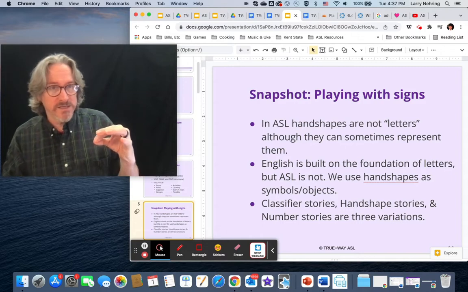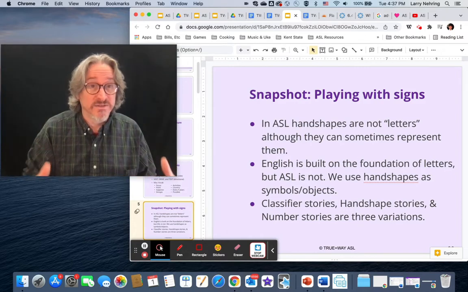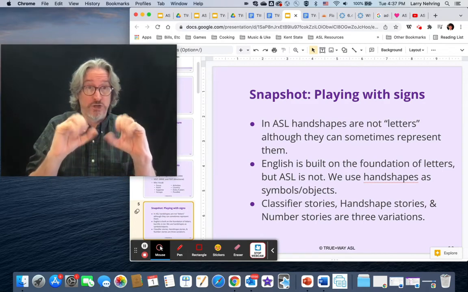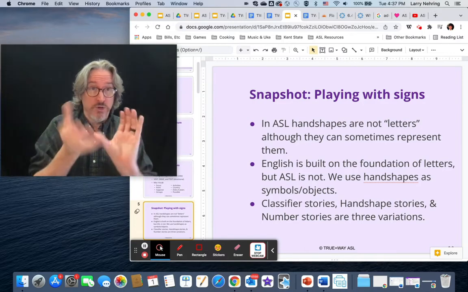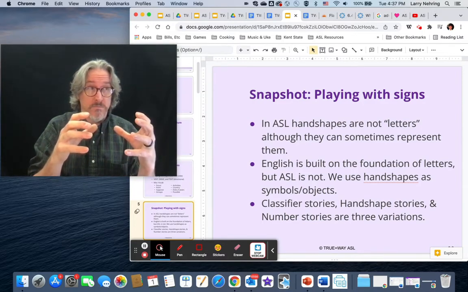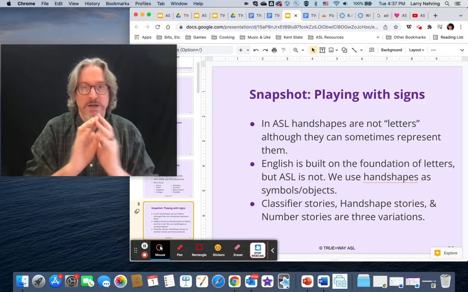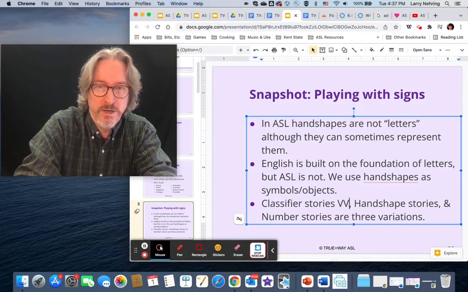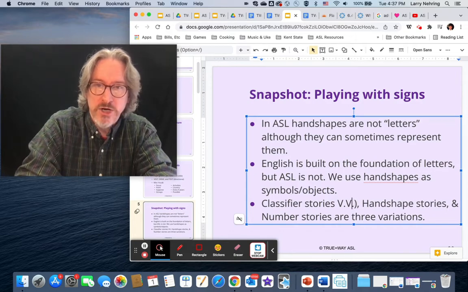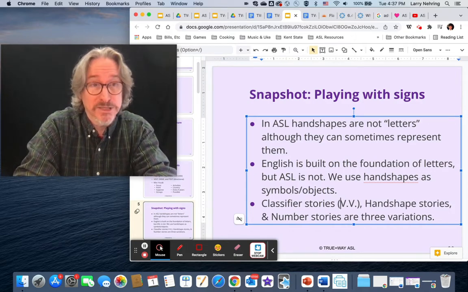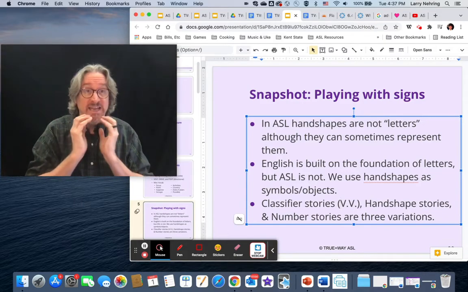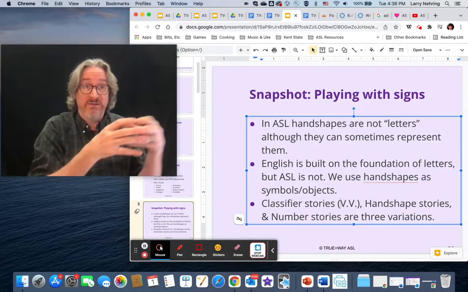Three of the ways that I will give examples of are, first, classifier stories, where you're not actually using any vocab. You are just using the hand shapes to show things. Another way, and I'm going to add this in here, is called VV, visual vernacular. And it is an international version of classifier stories.